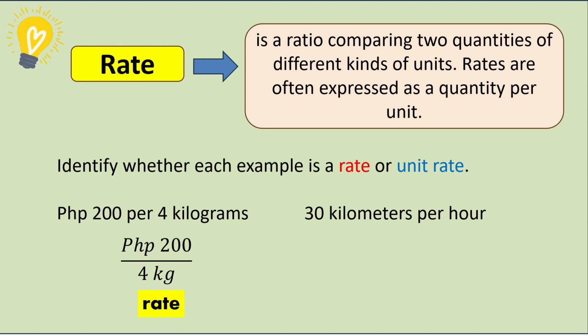Example 2, 30 kilometers per hour. We then also write it as a fraction, where the numerator is 30 and the denominator is 1. In this example, we call it unit rate, since the denominator is equal to 1.